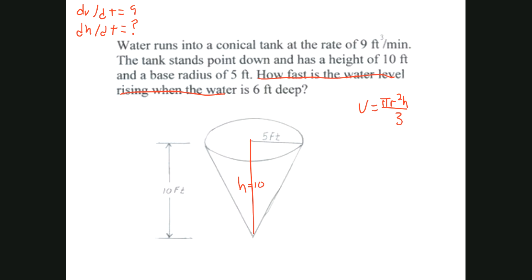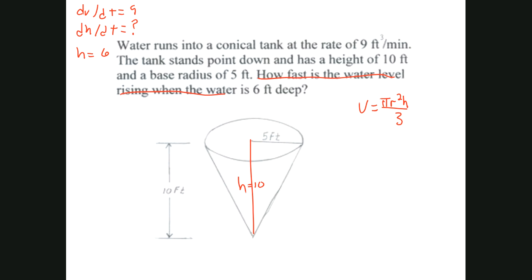But now I'm really kind of stuck. And it says when h is 6 feet deep. Okay, so h is equal to 6. That's when we want to know how fast it's rising, at that particular moment when h is 6. So now what I really want is to be able to rewrite this equation with one variable.